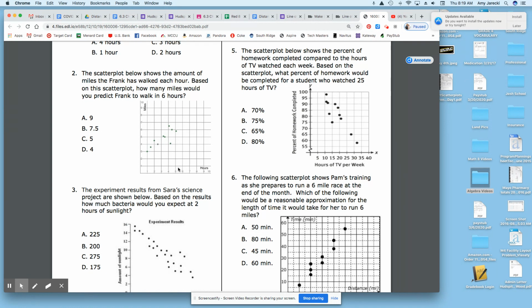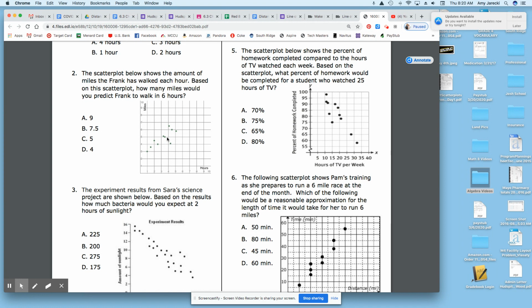So 6 hours. 6 hours is here. We're going to go up. So even though there's no line, I'm going to guess that's going to be about my point. Now looking at my options, the closest one to that is 7.5. So my mouse is right at 7. That would have been my initial guess, but looking at the choices, 7.5.